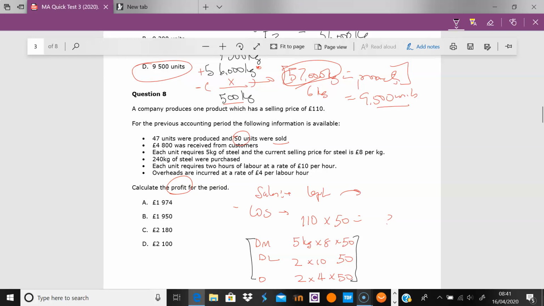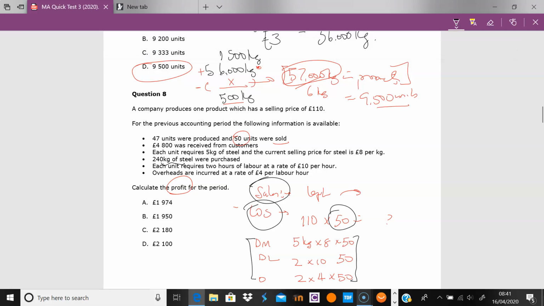This is what profit means. Profit has nothing to do with what you bought in, and we're not looking at that budget. We're just trying to calculate profit, which is fundamentally the difference between the sales of the finished units minus the cost of sales of those units, which is 50 units.